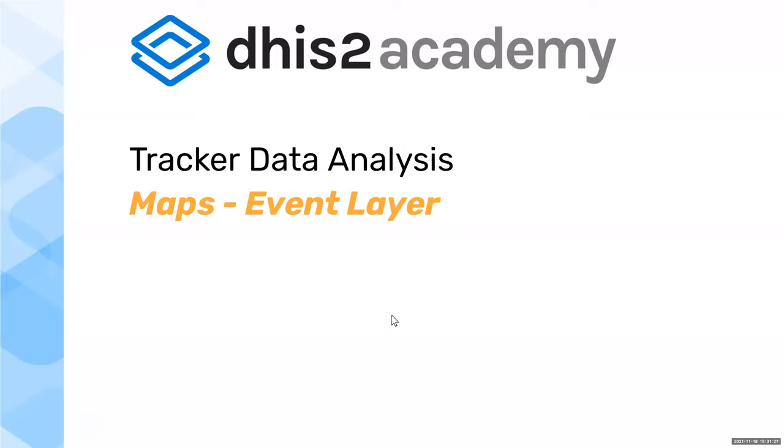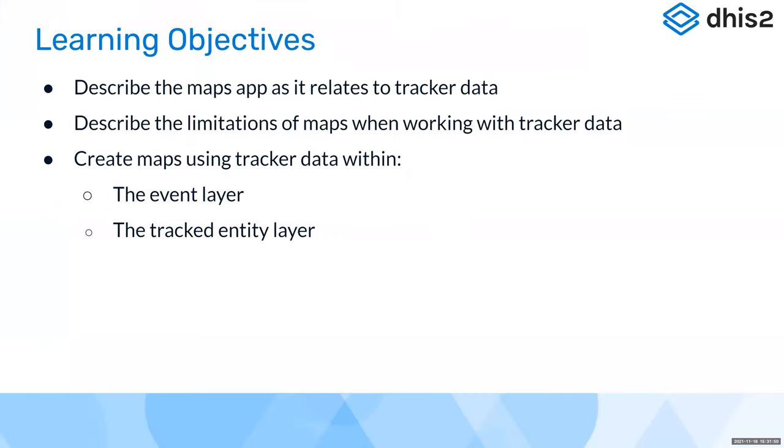Okay. So in this second topic, we are going to look at how we can use the Maps app to use event layers and track entity layers to carry out tracker data analysis. Starting with the event layer, we shall be looking at how through the Maps app you can do your event data analysis, by describing the Maps app so you understand the key parameters and features to use to instruct the system to produce the map for your need. We shall also discuss some limitations of the Maps app.